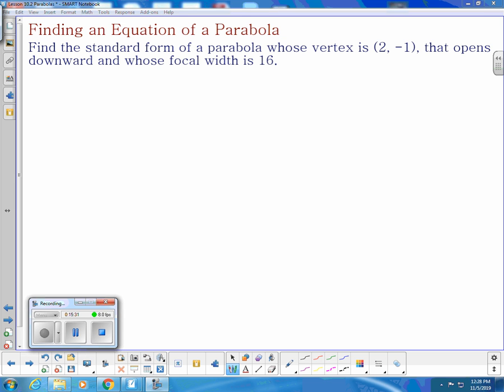It's opening downward, so is the x squared or is the y squared? X is squared. So that's where I would start. It's opening down, so I know it's a negative. Oh, they give me the vertex. I can put that in, right? And we have a focal width of 16.